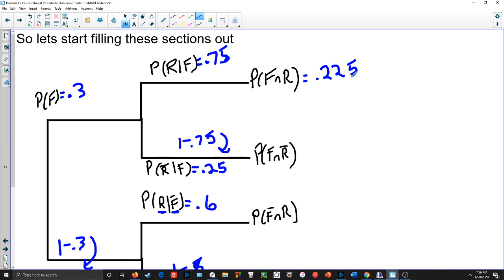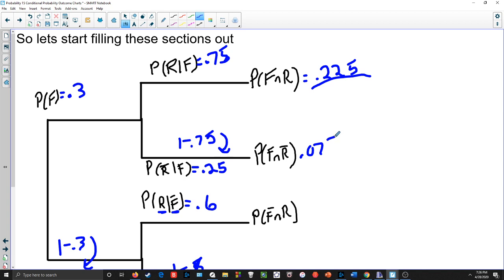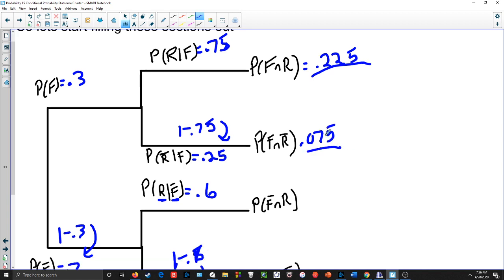So this is the probability that I pick somebody who's a female and saw the romantic comedy. It's about 22.5%, 0.225. The chance I pick a female and that they saw the war film would be 0.3 times 0.25, which gives me 0.075. So that's the chance that they're female and saw the war film.